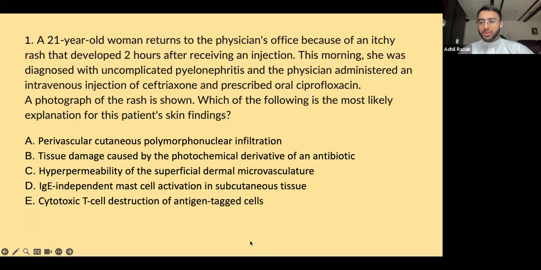All right, so would anyone like to read the question? No issue, I'll read it. Okay, so we have a 21-year-old woman who returns to the physician's office because of an itchy rash that developed 2 hours after receiving an injection. This morning she was diagnosed with an uncomplicated pyelonephritis, kidney infection, and the physician administered an IV of ceftriaxone and oral ciprofloxacin. There should be a photo of the rash.